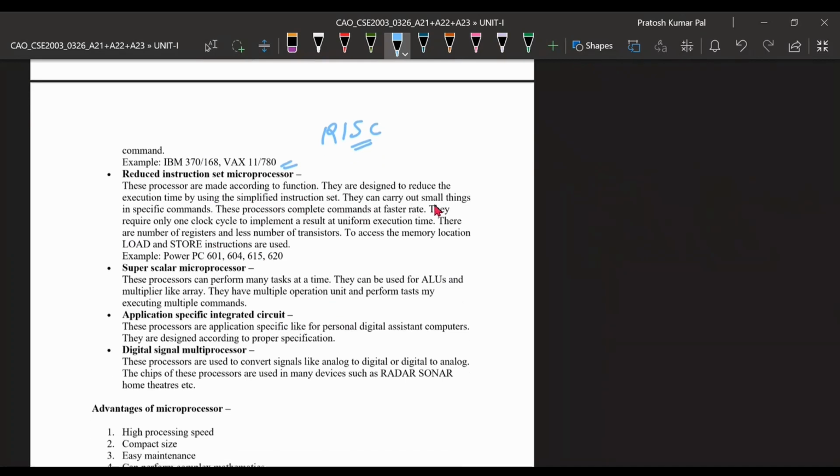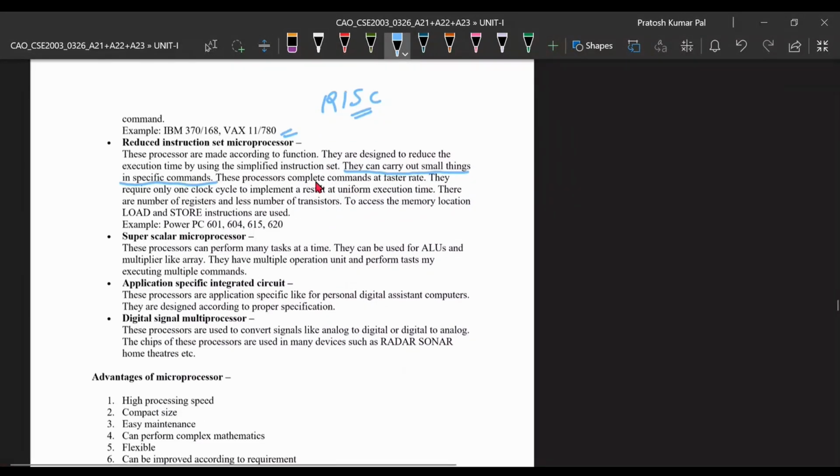They carry out small things in a specific command. So there are different instructions defined even for the basic functions. But in the case of the complex one, two functions or three functions or a large number of functions will be incorporated into a single instruction. But here, for smaller work also, they will have a separate instruction.